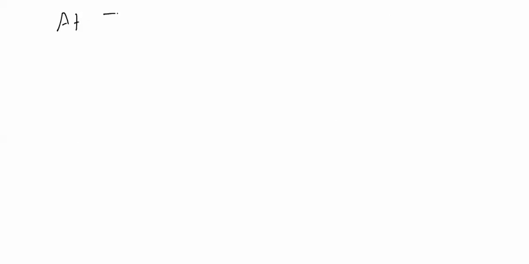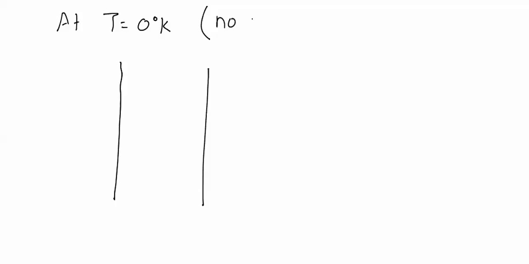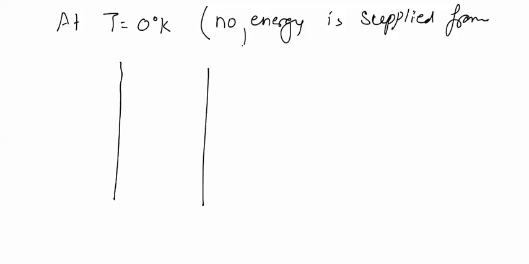At T equal to 0 degrees Kelvin, in case of semiconductors, T equal to 0 degrees Kelvin means no energy is supplied from the surrounding, means the material is not supplied with any energy from the surrounding.